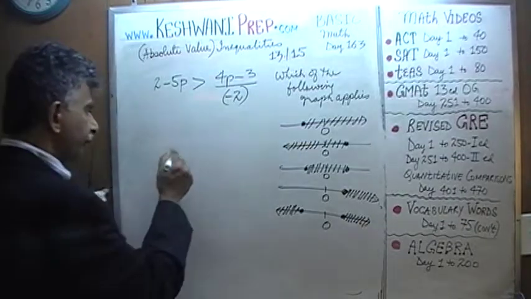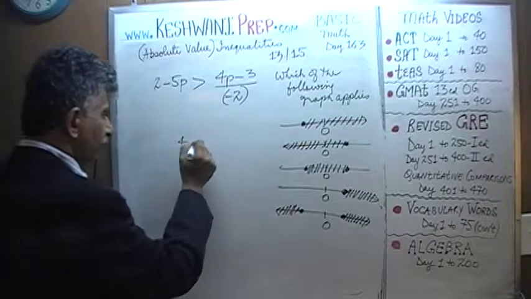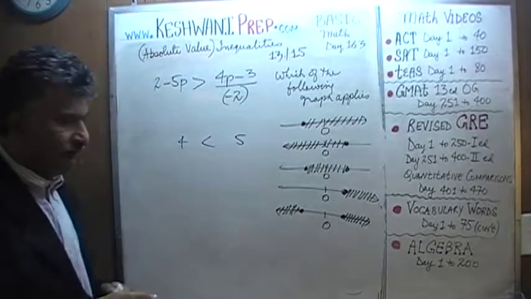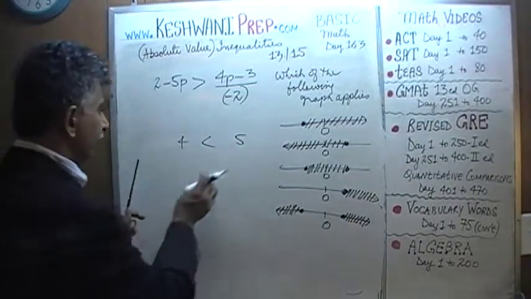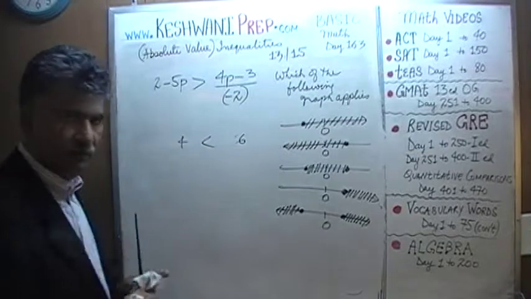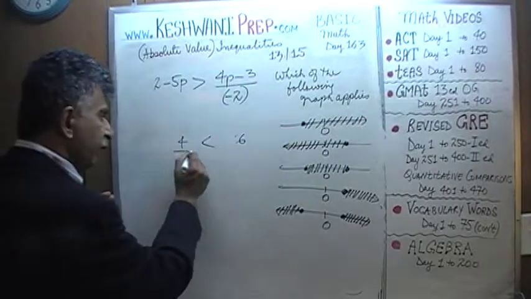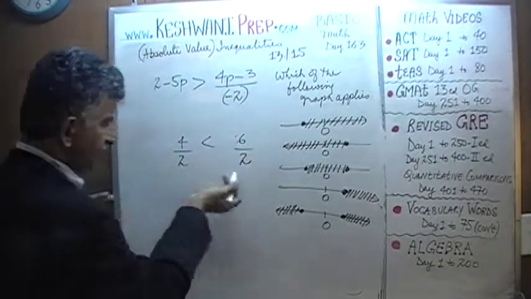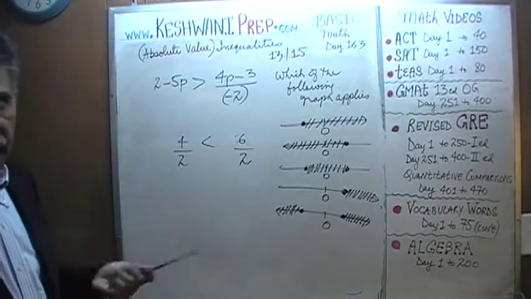For example, we know that 4 is less than 5. Let's do something simpler. How about 4 is less than 6? Keep it simple. If you were to divide both sides of the inequality by 2, that's still true. 2 is less than 3. Nobody's going to argue with that.